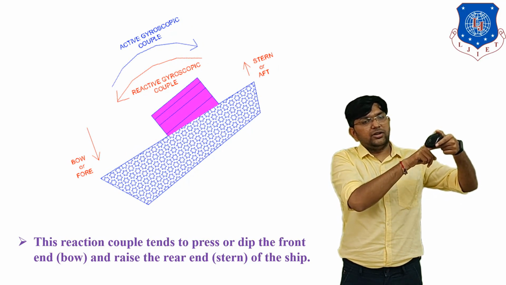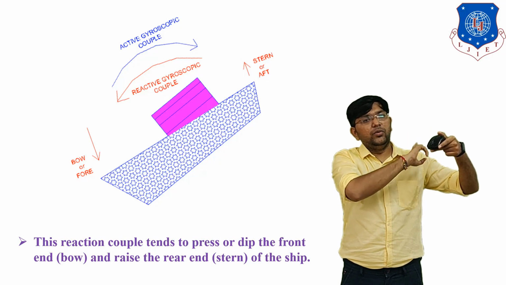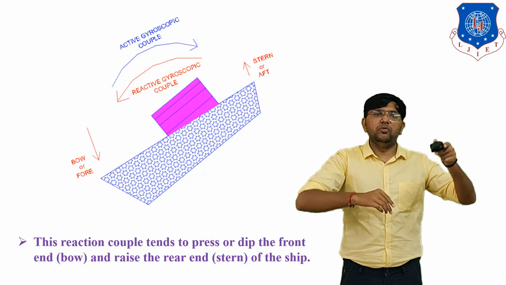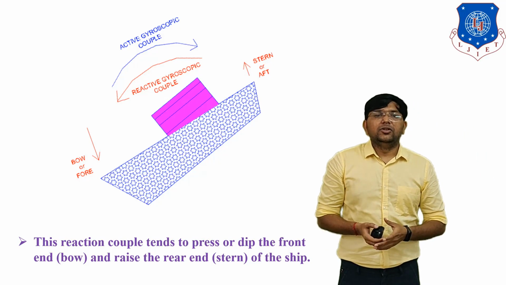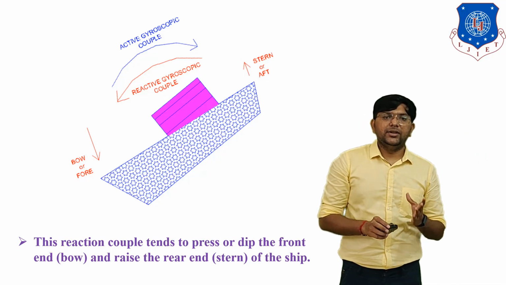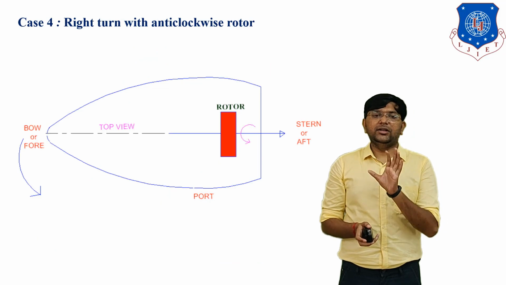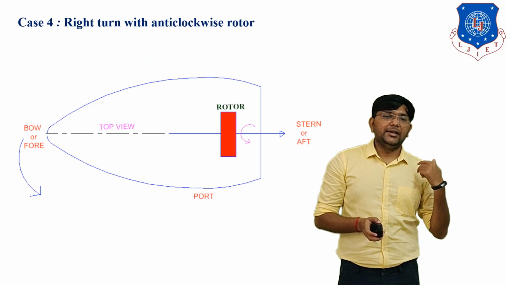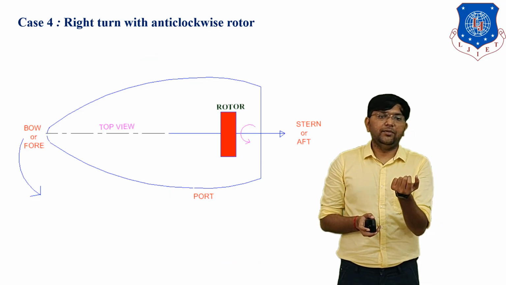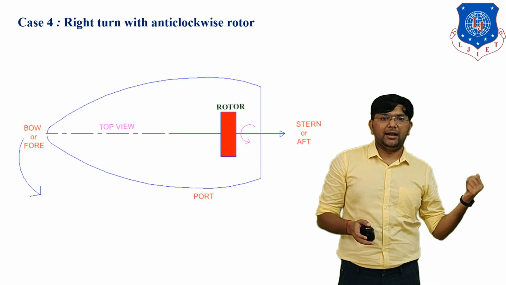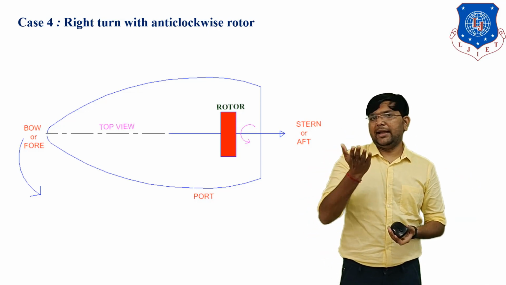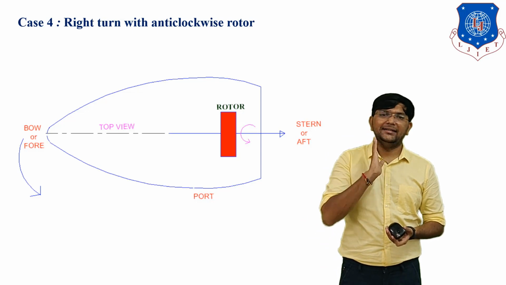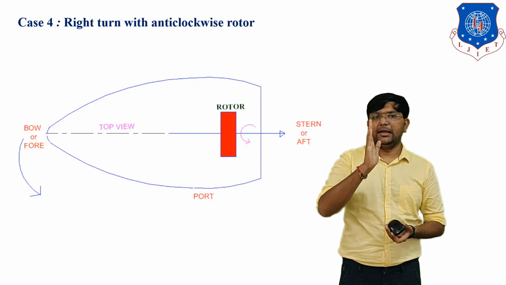So the rear end or stern end of the ship tries to move in the upward direction, and the nozzle tries to move in the downward direction, same as an aeroplane. Clear? So this is the effect of the reactive gyroscopic couple for case number 3. The reactive couple tends to press the front and raise the rear end. Clear? Now the last case: the rotor rotates in the anti-clockwise direction and the ship tries to take a right turn.